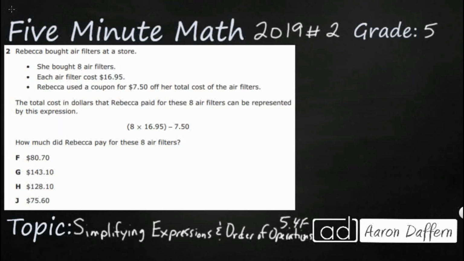Today we are looking at the 5th grade concept of simplifying expressions in order of operations. This is standard 5.4F in the great state of Texas, and we are using item number 2 off the 2019 released STAAR test. If you have not done so already, please go ahead and take a moment to pause the video, work this problem out on your own, unpause it, and then we will look at our answers together.